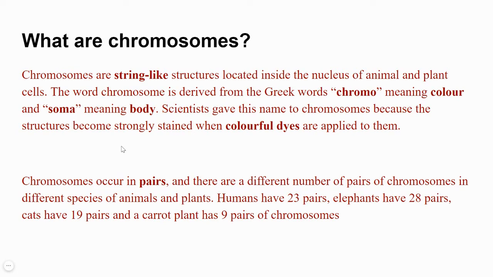In different species of plants and animals, the number of chromosomes is fixed and it is unique for every species. For example, in humans, there are 23 pairs of chromosomes in every cell of your body except your gamete cells or sex cells, which have half the number of chromosomes. Similarly, in elephants, all the somatic cells contain 28 pairs of chromosomes. Cats have 19 pairs. In plants, for example carrots, there are 9 pairs of chromosomes and so on. So this number is unique for different species of plants and animals.